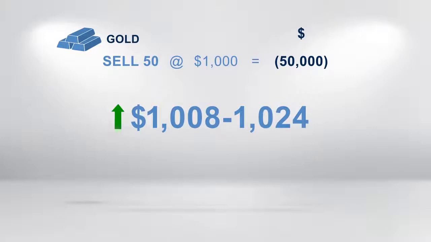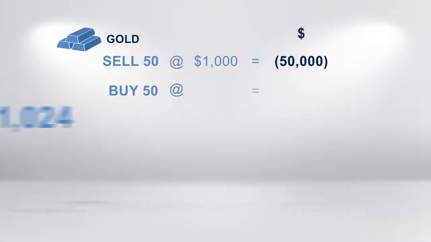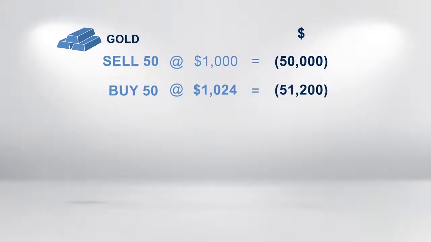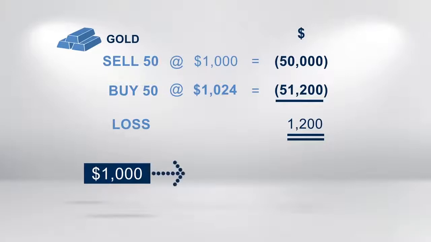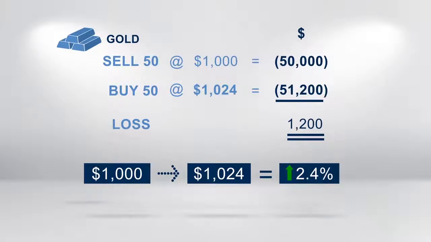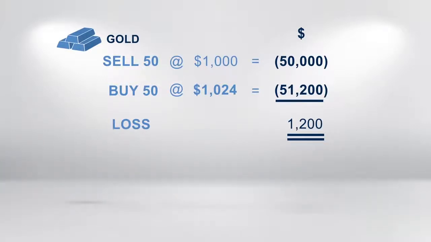Later in the day, gold has risen to $1,008 to $1,024. So you buy 50 ounces of gold as CFDs for $1,024 each. Your gold book is now square. So have you made a profit or a loss? In this instance, it's a loss of $1,200. The loss is because you sold and the market rose. Gold has risen from $1,000 to $1,024, which is a 2.4% gain, but you are 25 times leveraged.